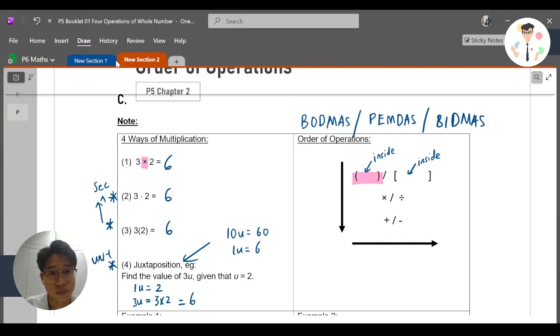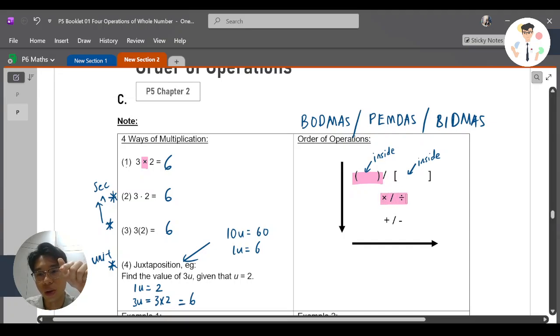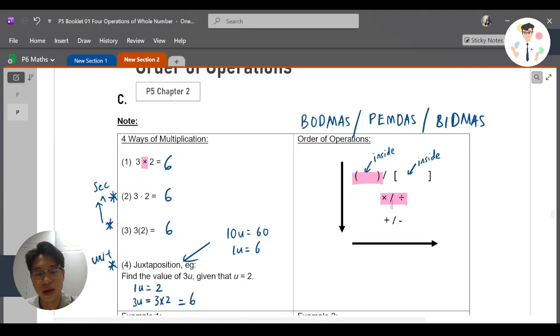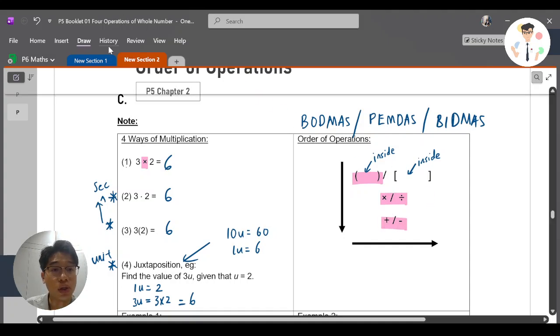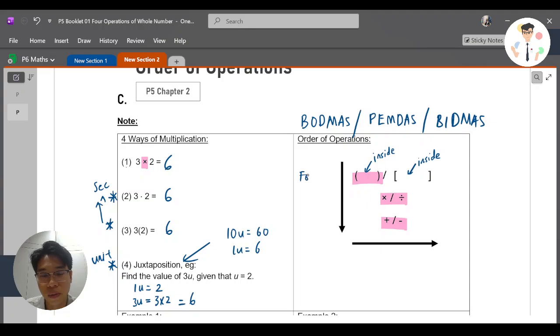Now the next thing is multiplication and division. So everything you need to do, you start with the parenthesis, what is inside first. After that, you do the multiplication or the division. Then after you have solved all the multiplication or division, you will do plus or minus. So what you need to do again is to follow the sequence here.